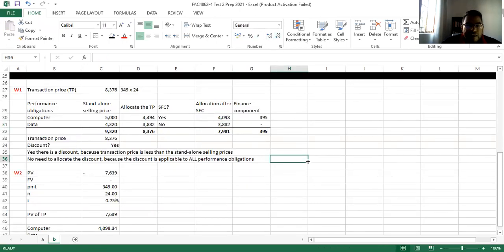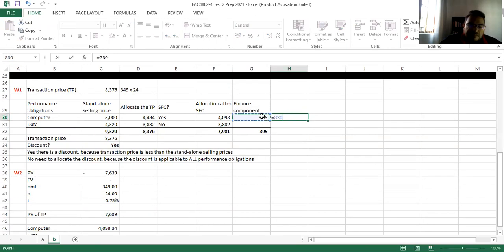So basically the financing component that we're going to recognize over 24 months is going to be 395. Okay, so over 24 months it is going to be 395. So you can kind of work it out by saying divided by 24. That will most likely be, but we will see how to work it out just now. We can't actually work it out like that.